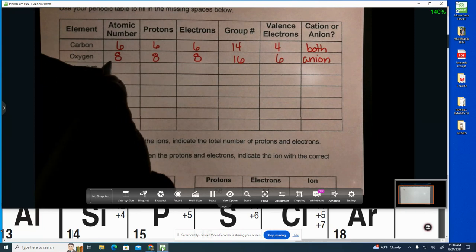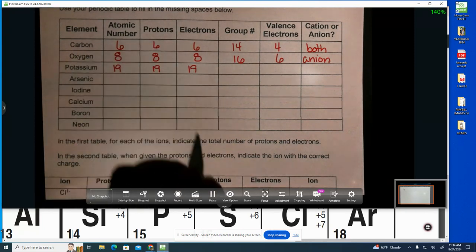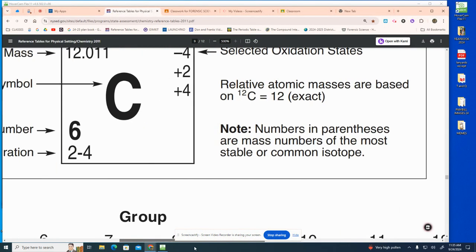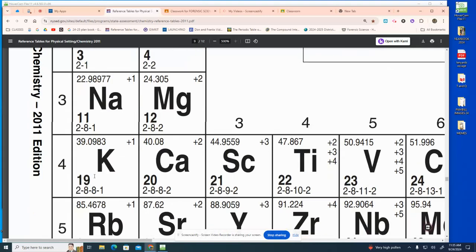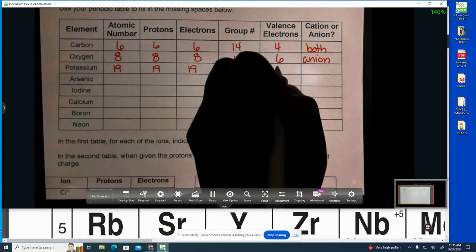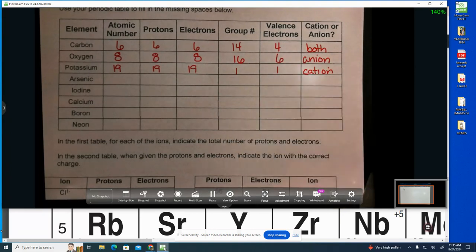All right, potassium is 19. Does everybody know where I'm getting these numbers from? Now's the time to shout out if you don't. Here's potassium right there, 19. Group number 1, valence electrons, uno, and it will make a cation, a +1.